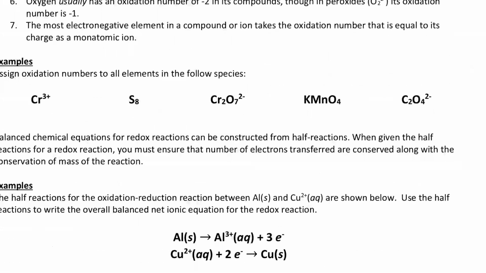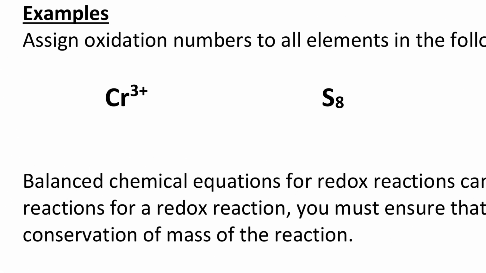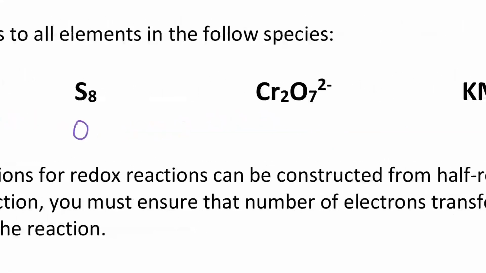Ready? Chromium +3. It's a monatomic ion. What's its oxidation number then? Charge of the ion, which is +3. Great. S8 is elemental sulfur, which means it's going to have an oxidation number of 0. It doesn't matter that there are 8 of those sulfur atoms together for one particle. It's still the elemental form.